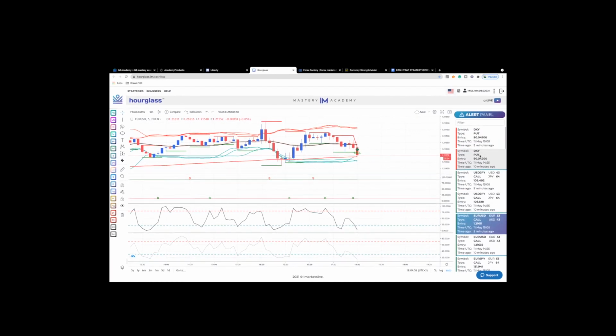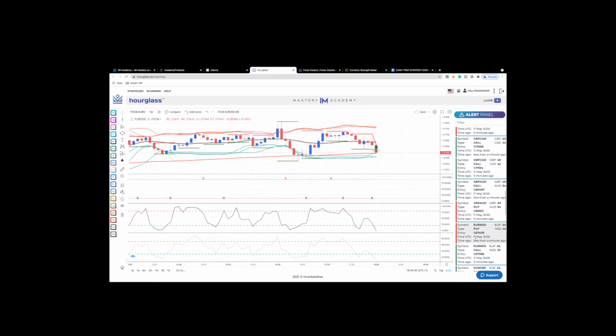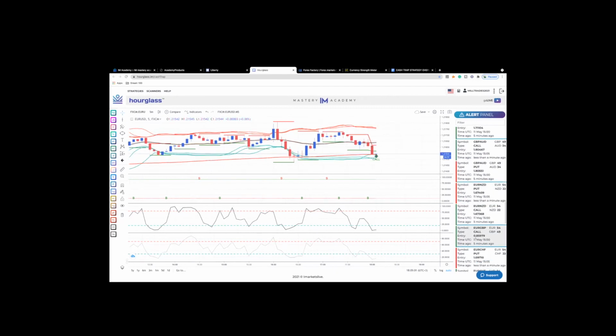Do you guys see NZD JPY on Hourglass? I don't see it. I can't find it on Videforex. I don't have it. Oh yeah, me neither. I don't have it either. Okay, never mind.